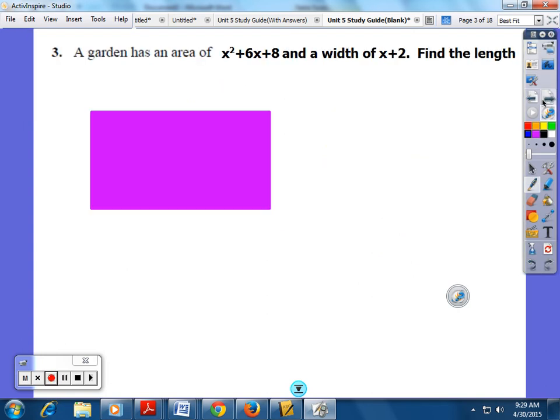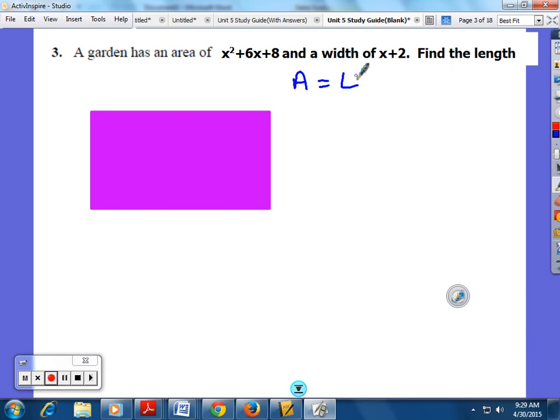Okay, number three, they give us the area of a rectangular garden. So we write down the area of a rectangle formula, length times width. Okay, we replace the area with what they gave us, and then we plug in any other information that they told us. They told us that the width is x plus 2. And they asked us to find the length.